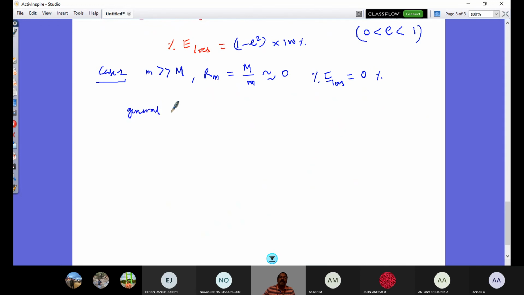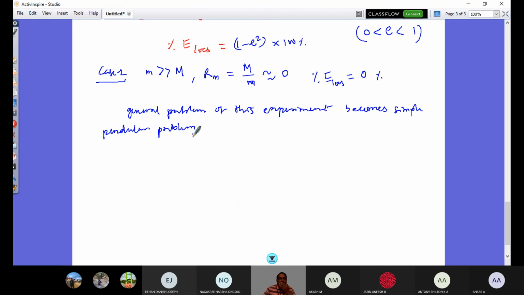So the general problem of this experiment becomes a simple pendulum problem. Simple pendulum problem. So these are the two cases that we understand.